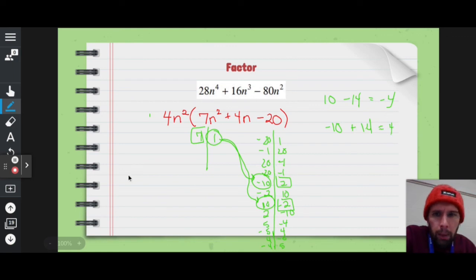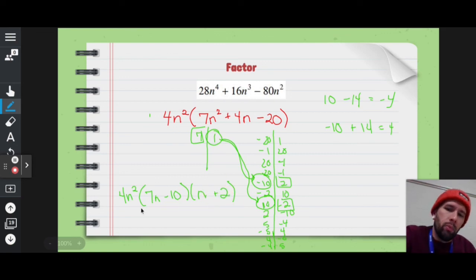All right, so I have 4n squared hanging out. 7 is the first thing attached to an n. 1 is the second thing attached to the n. Negative 10 is not attached to an n. Regular 2 is not attached to an n. There you have it. For algebra 1, it's pretty crazy hard. I don't disagree with my assessment.